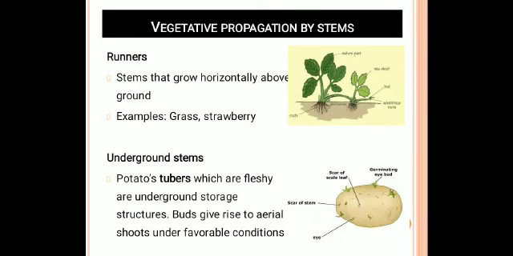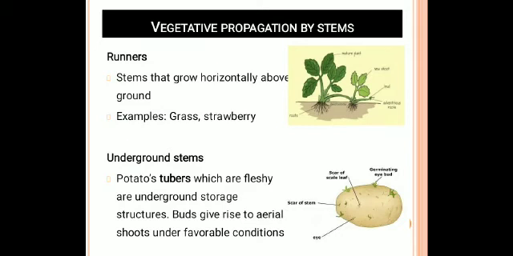So how does it happen in the runners? Runners are the stems that grow horizontally above the ground. Normally we can see the stems above the soil or ground, growing horizontally. On the nodes of the stems, adventitious roots develop from the buds. Then from that, the new plant variety is developed.